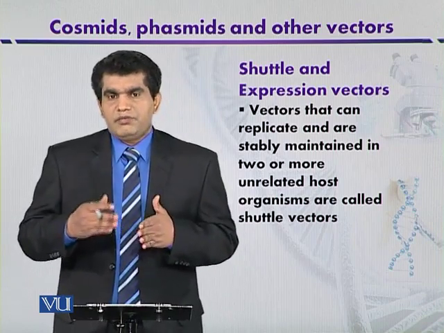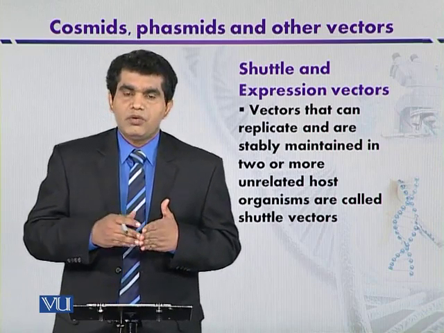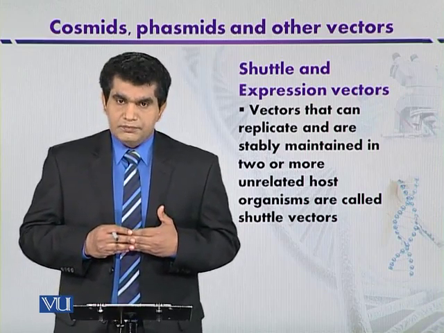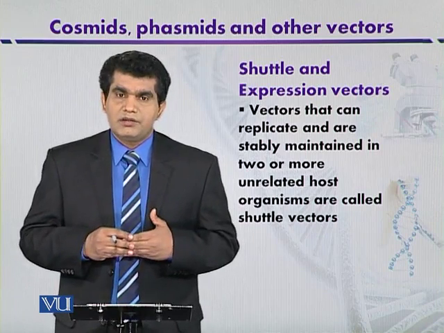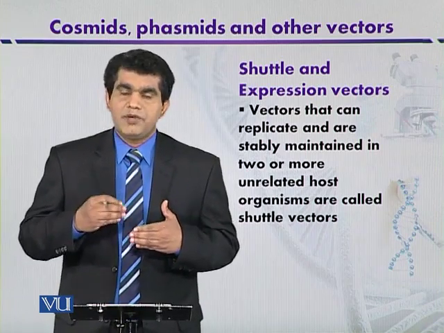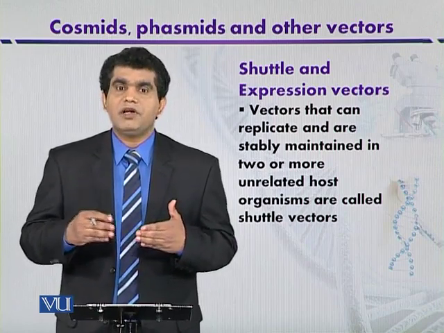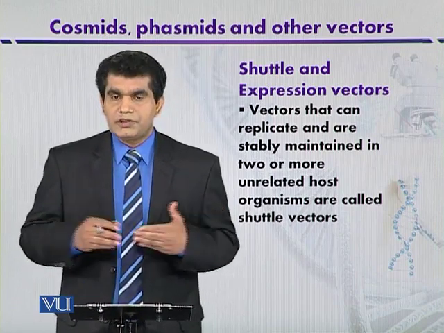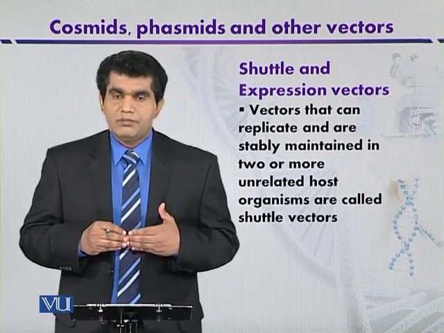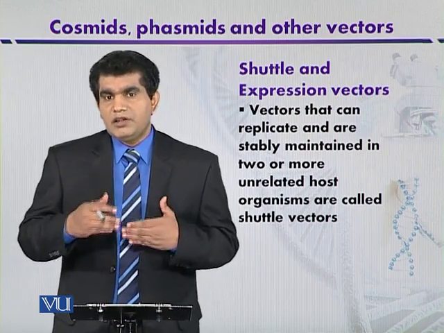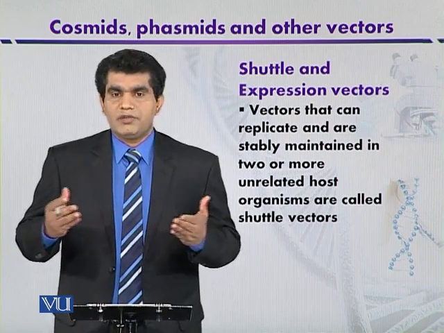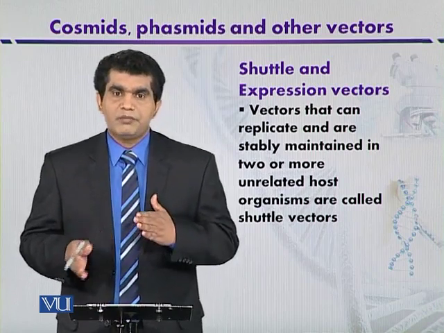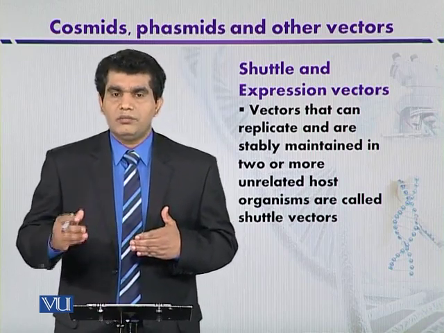For example, if we are using shuttle vectors for Escherichia coli or the yeast, then there are certain limitations. One limitation is that the origin of replication of bacteria or the bacterial plasmid will not work when the plasmid is used to transform yeast. This problem can be overcome by the use of another origin of replication from the yeast. So such shuttle vectors contain two origins of replication, one from the bacteria and the other from the yeast.